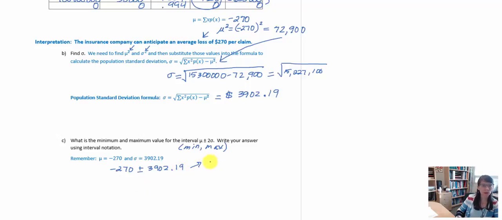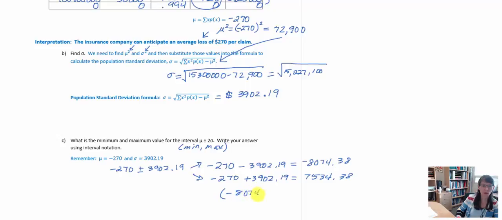So we'll start with the lower end, or the minimum value, negative 270, and subtract the standard deviation. And we'll get negative 8,074.38. And then we'll add the standard deviation. That total is 7,534.38. So to write that in interval notation, we've got negative 8,074.38, comma, 7,534.38. Now that we found the interval that falls within the 2 standard deviations, these are the x values.